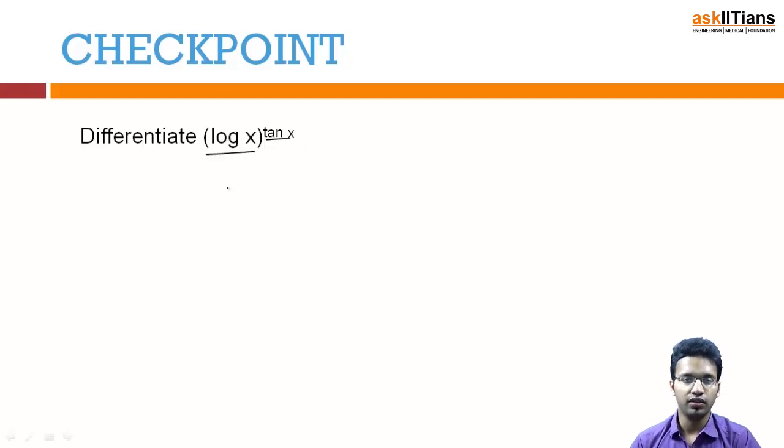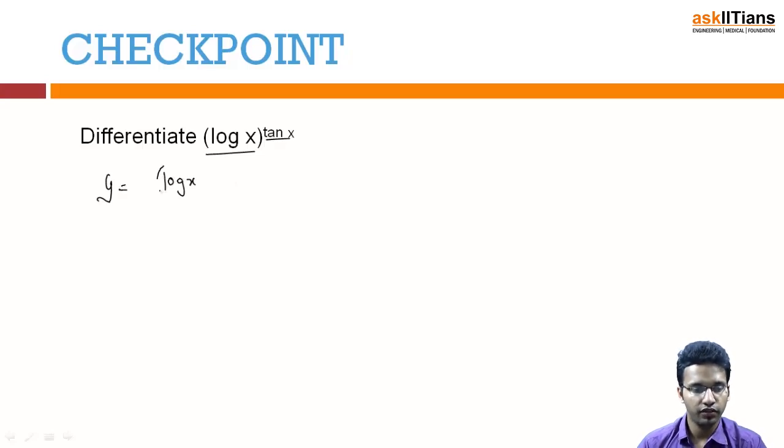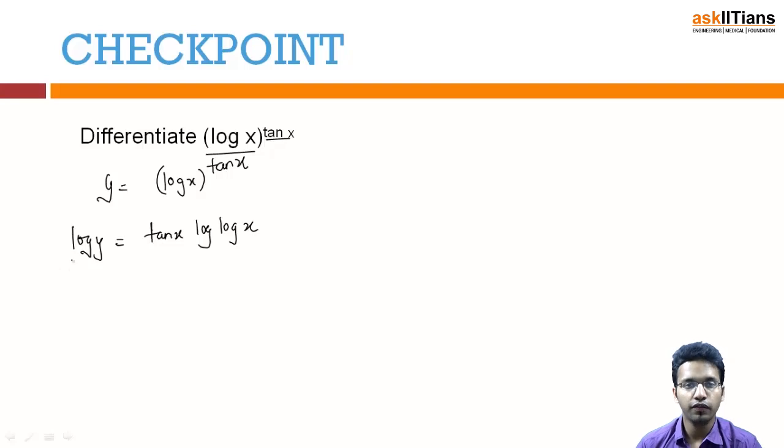Differentiate (log x) raised to the power tan x. Now again this is u raised to power v, okay, very simple. y is equal to (log x)^(tan x). Now here log x is already present, so it will make our work easier. So this goes like log y is equal to tan x times log of log x, okay. So now if I differentiate it, it will be 1 by y dy by dx.